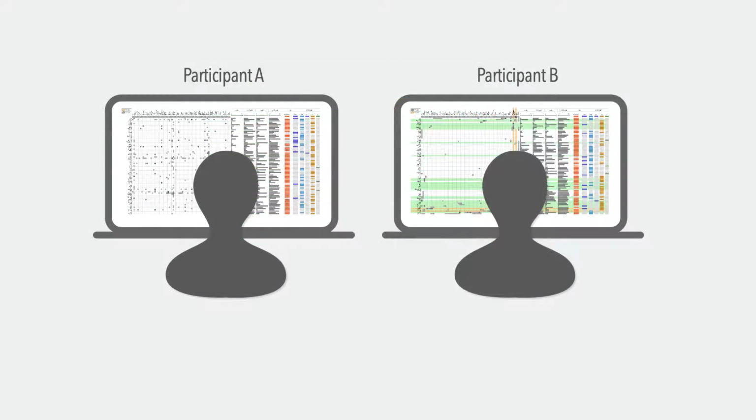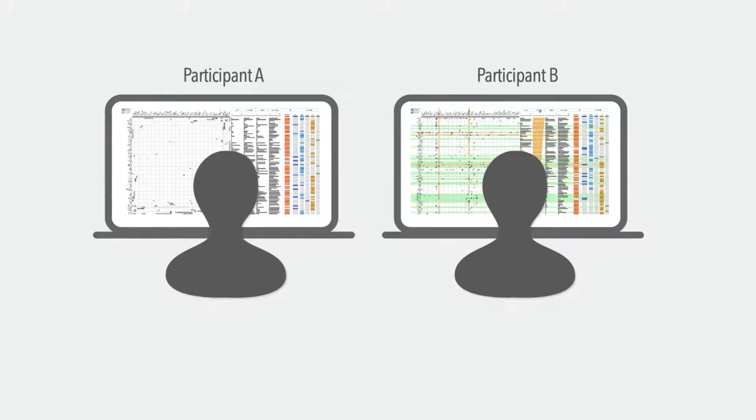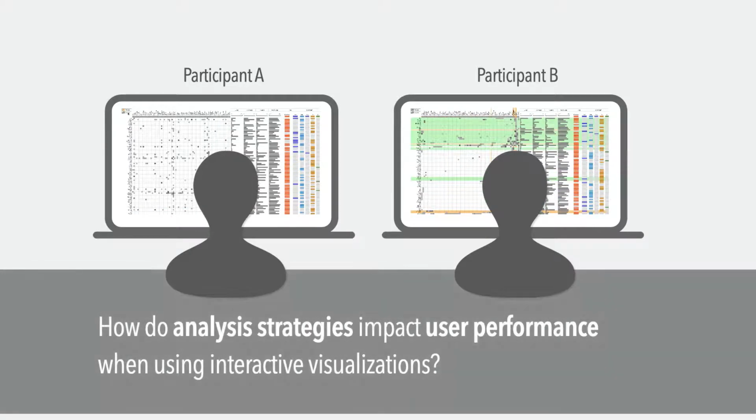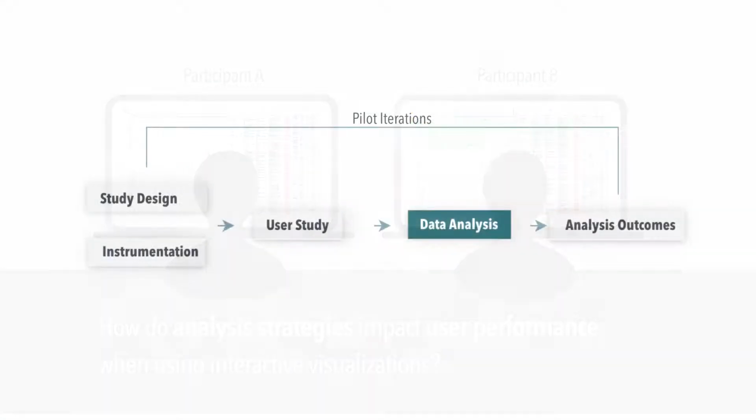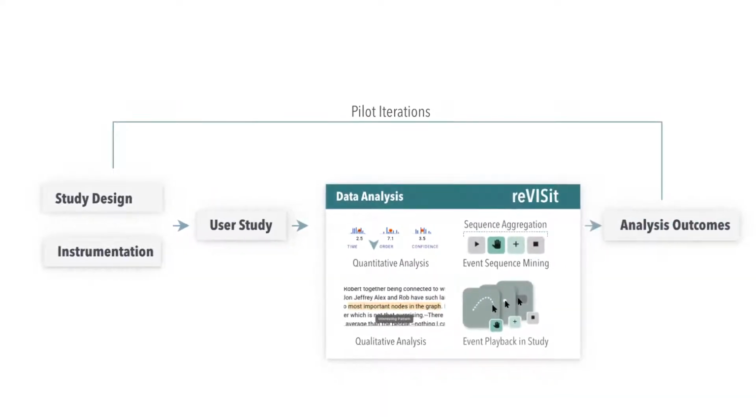Additionally, participants can use different analysis strategies or sequences of interactions to solve a given task. This leads to the question: how do analysis strategies impact participant performance when using interactive visualizations? To address this, we propose a new study workflow that allows researchers to better understand the effect interaction strategies have on user performance. We implement the data analysis methods in this workflow in an open-sourced, web-based tool, reVISit.